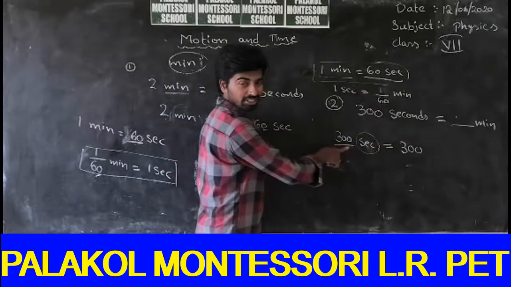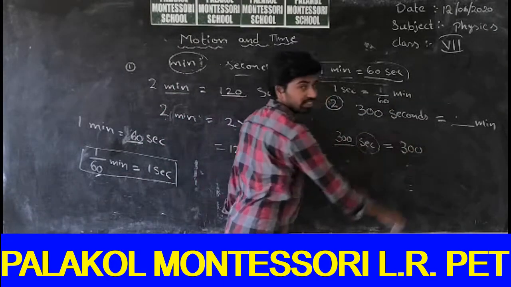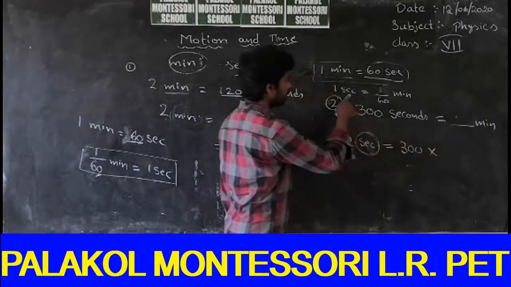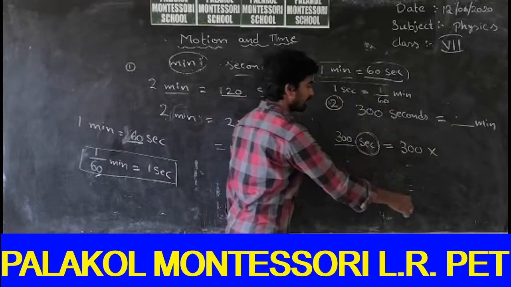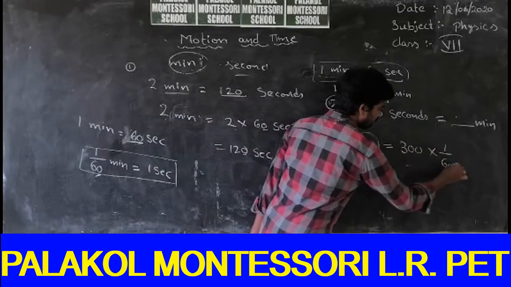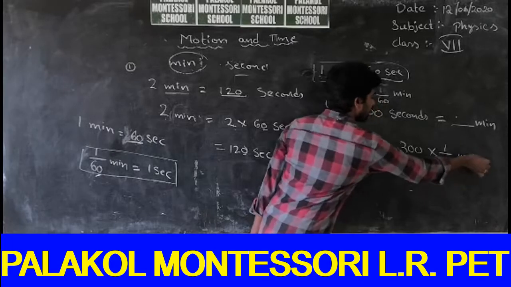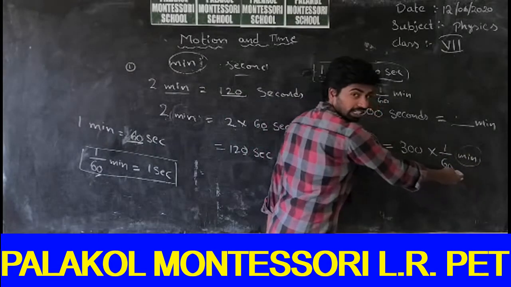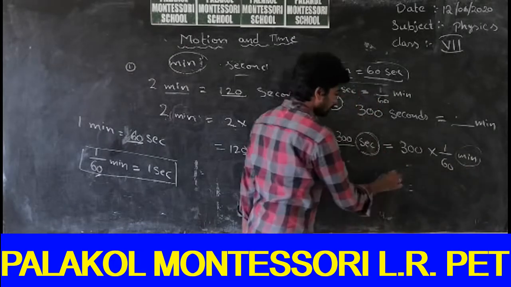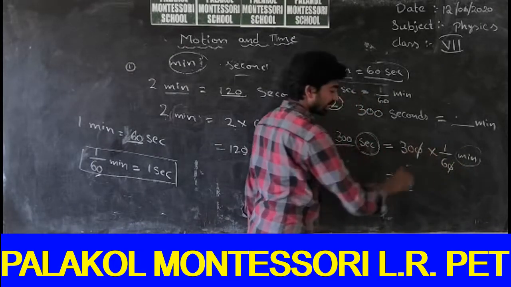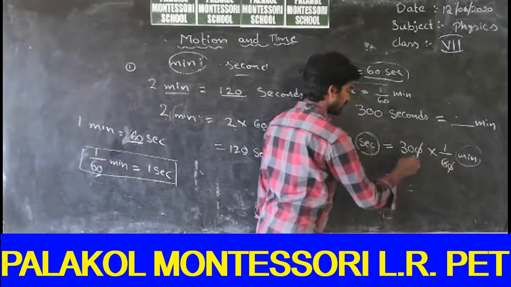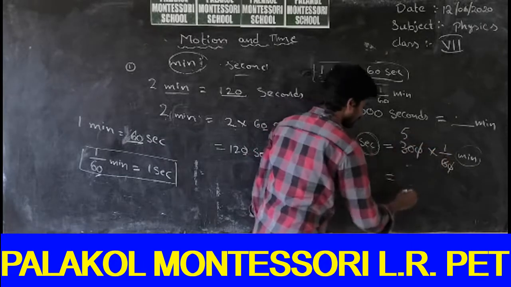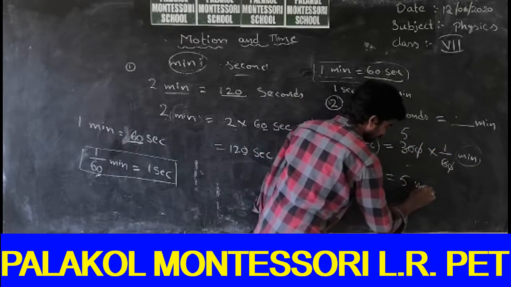We need to convert 300 seconds into minutes, right? So in the place of second, substitute 1 by 60 minutes. Now the units have changed. Here the unit is seconds, and on the right hand side you can observe the unit as minutes. Here 0 gets cancelled, and this 6 will cancel in 30, 5 times. So 5 into 1 is 5 minutes.